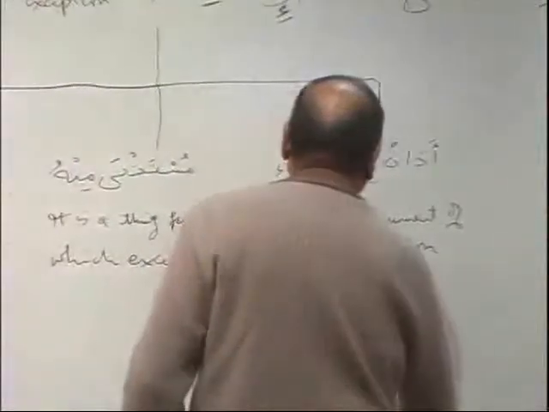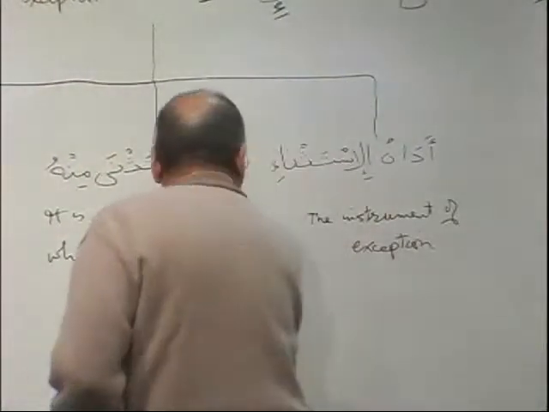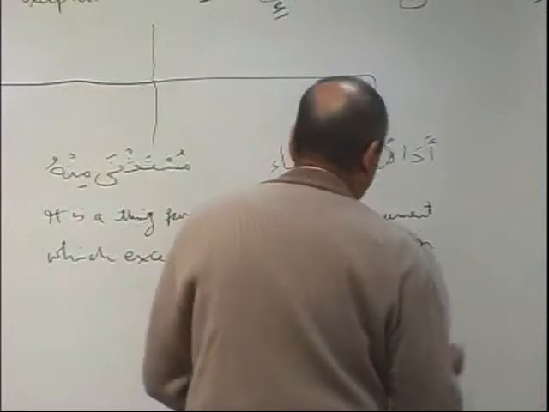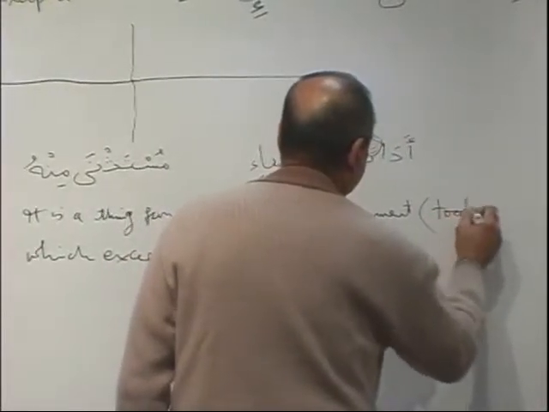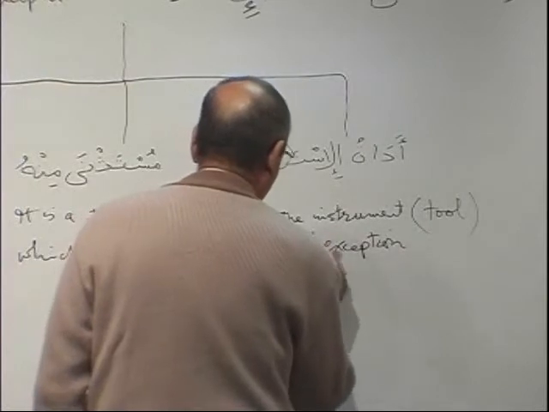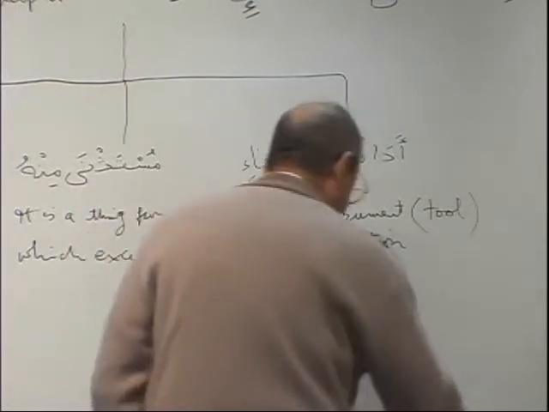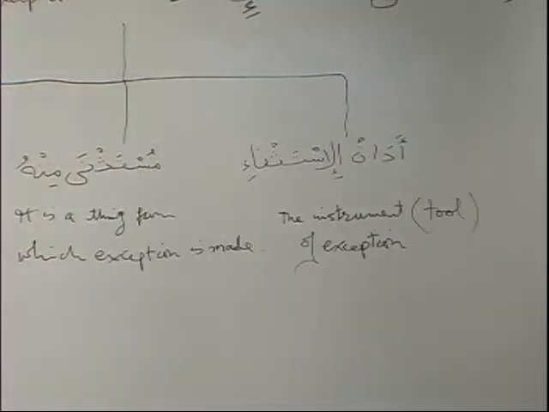Okay. I should write down here instrument, and maybe I should write down here tool. Since Dr. Saab has mentioned tool, we'll write down tool also. Brothers and sisters, the kinds of istithna. How many kinds are there? Okay. Inshallah, I will explain in detail. Keep the sentence that Dr. Saab is giving us in your mind.